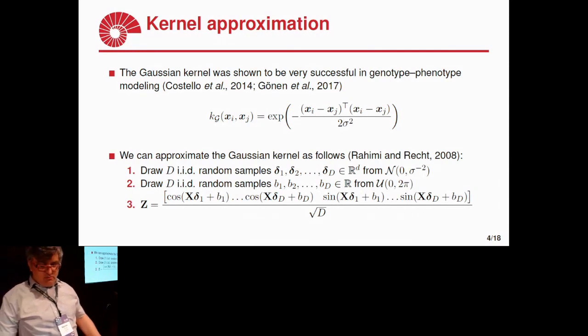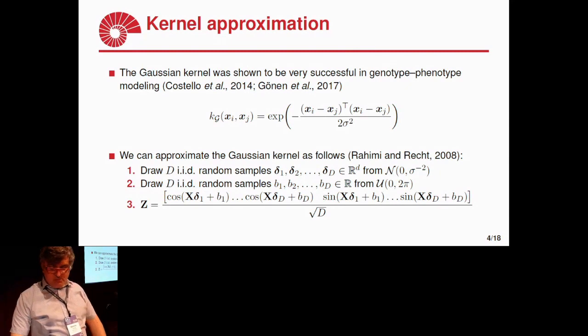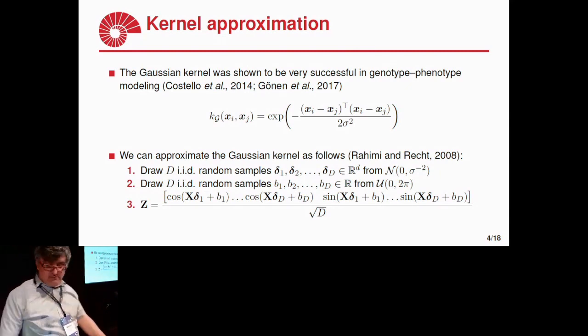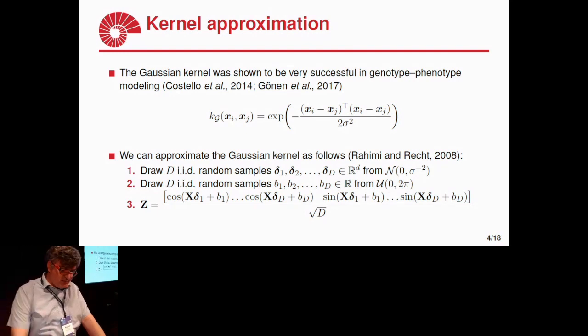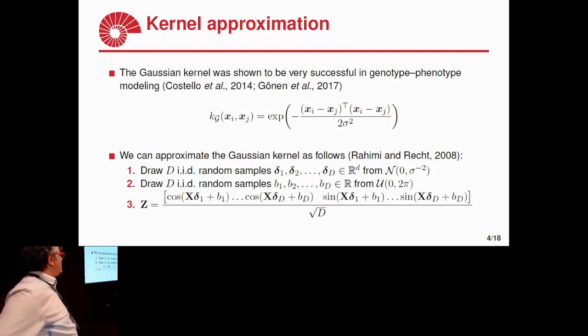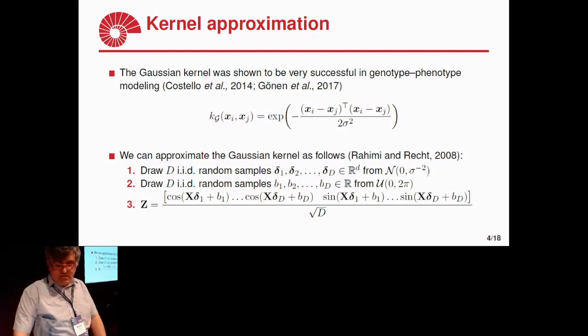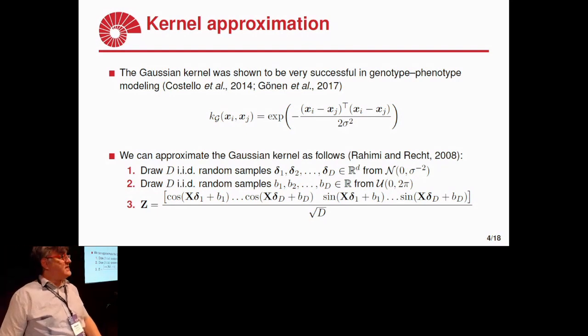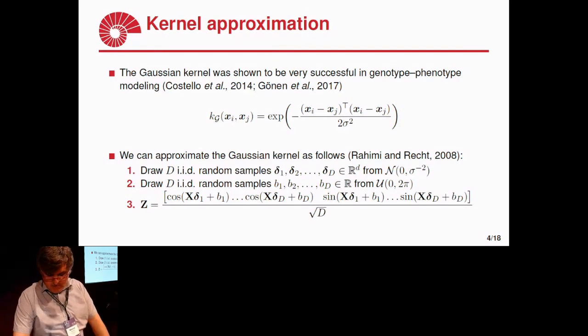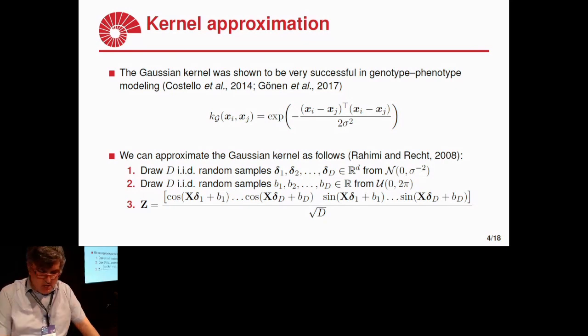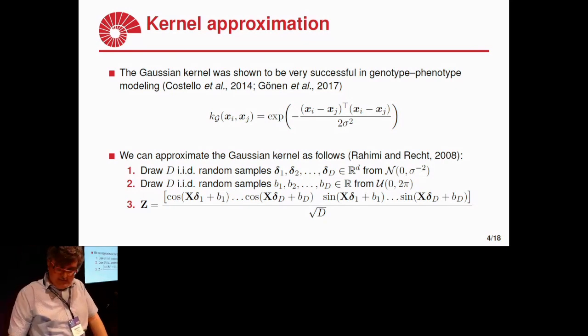Instead of calculating the kernel matrix, basically we draw random samples from a normal distribution, and we draw random samples from a uniform distribution, as we denote in step number 1 and step number 2. And the Z matrix can be calculated using these trigonometric functions, cosine and sine functions. And the good thing is that if you feed this Z matrix into a linear regression method or a logistic regression method, you are going to get a good predictive accuracy. And this is a very assuring property of these random Fourier features.